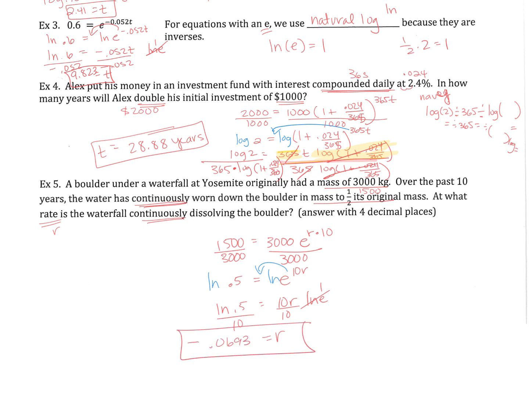And I'm not really surprised to get that for my rate because this is a decaying boulder. This r equals negative 0.0693. If I move that decimal 2 places, this means that this is decreasing in size by a rate of 6.93%.